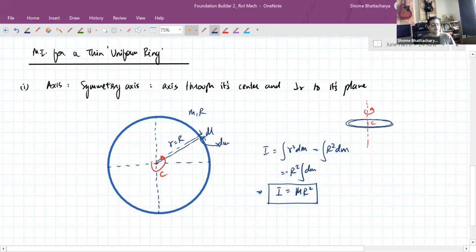So simple, but nonetheless, this is an important formula to remember. Moment of inertia of a thin uniform ring about its symmetry axis. Remember, whenever we talk about moment of inertia, we have to specify what the axis of rotation is. So for this particular axis of rotation, this is the moment of inertia.